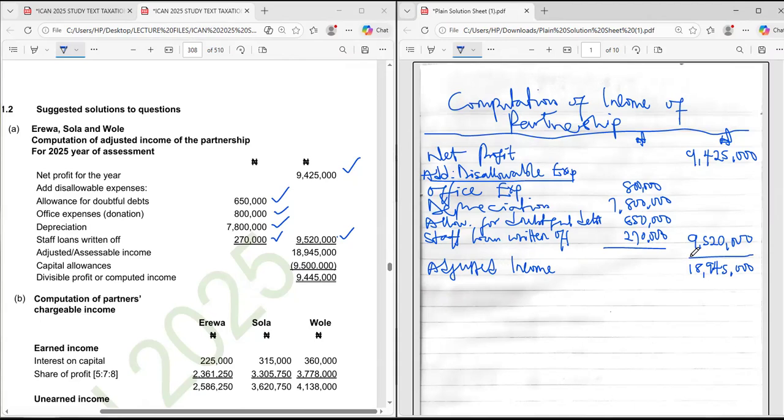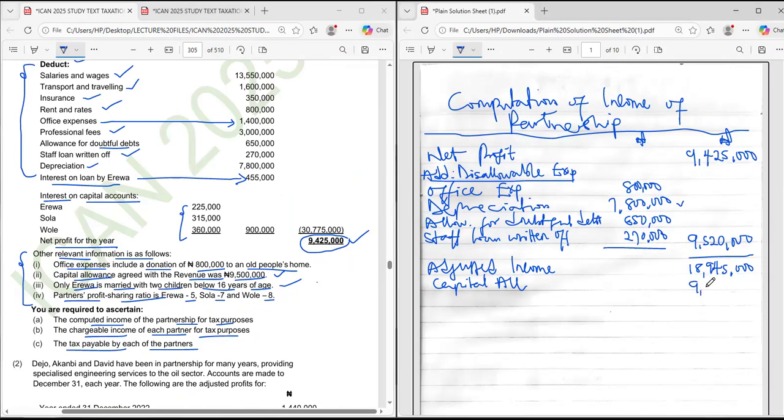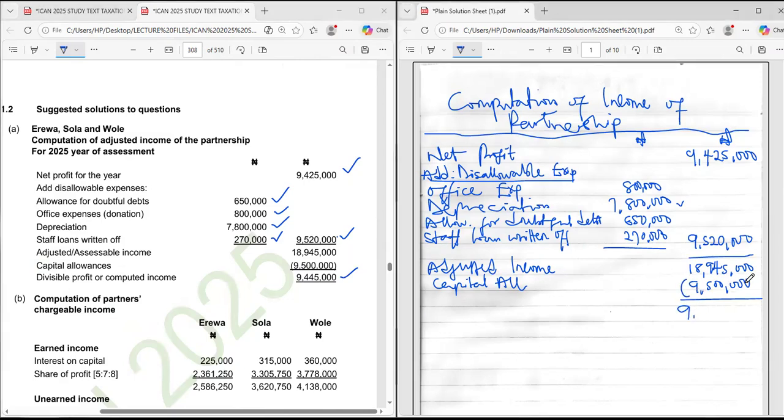Now, don't forget that there was one thing that we have not yet picked: depreciation. We usually show depreciation almost last. If you include it here, you still get the same answer, but presentation matters. Since we have added back depreciation, we're going to replace it with capital allowance. What's the capital allowance in the question? Agreed was how much? 9.5 million. You see it in the additional information, under II. Let me deduct. You should be getting 9.4. Just check. Correct. So we are on point.